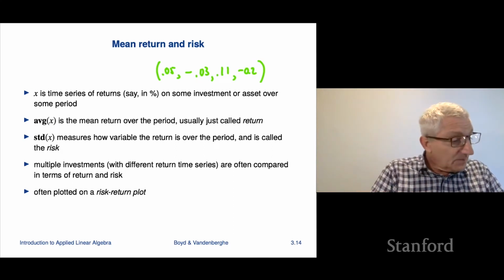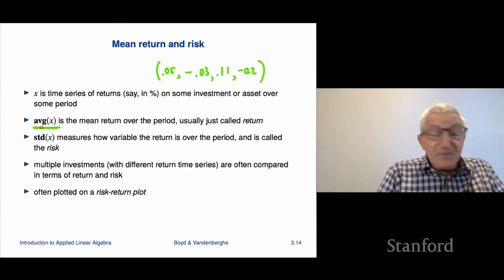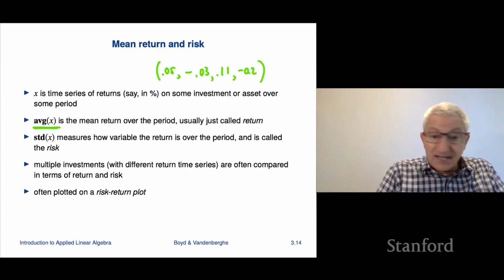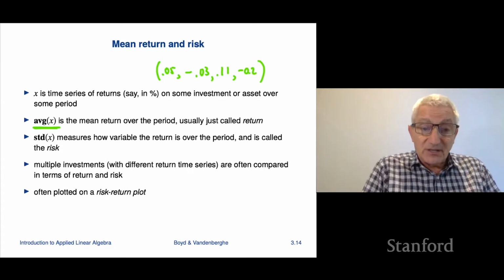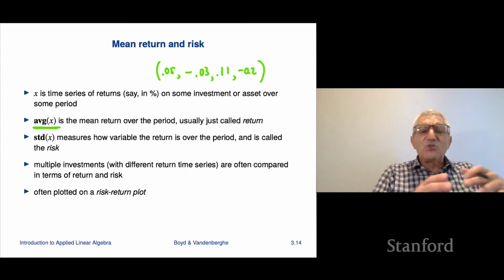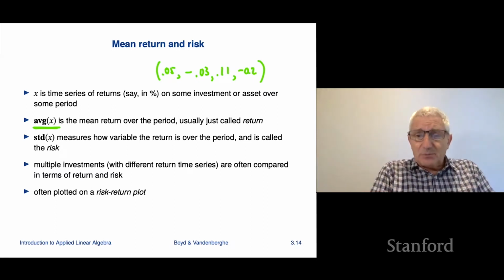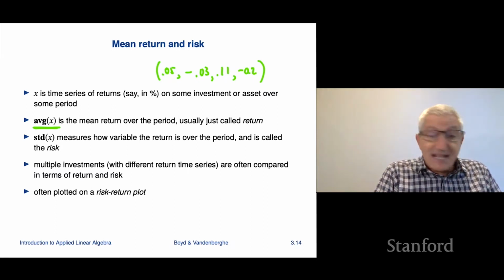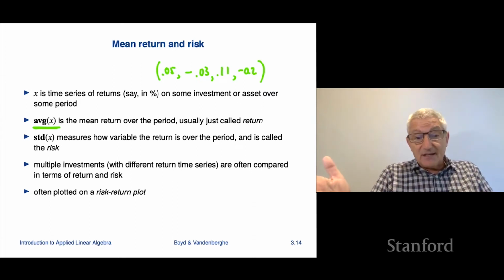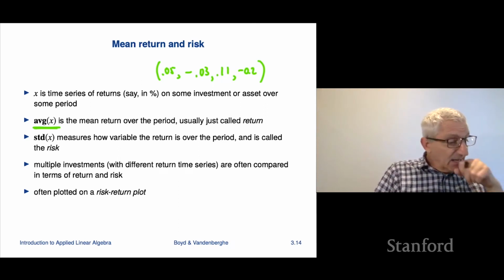Now, if I take the average, then what I get is the mean return of that asset or investment. That's the mean return. And it's the mean return per period, right? So usually those are converted to annual, but it's just what it means, the mean return per period. And that's often just called the return, right? So I'd say, what was the return of that over the last year? And somebody would tell me, daily.